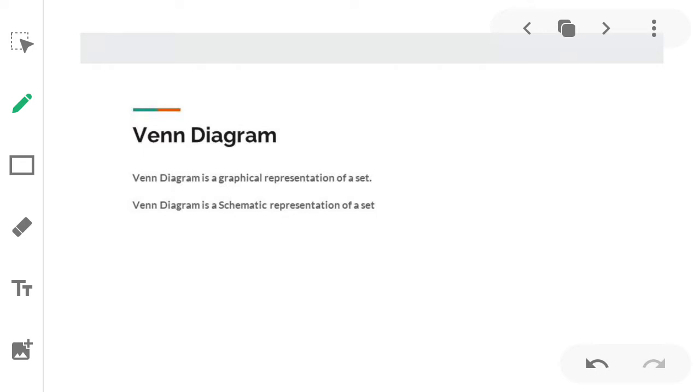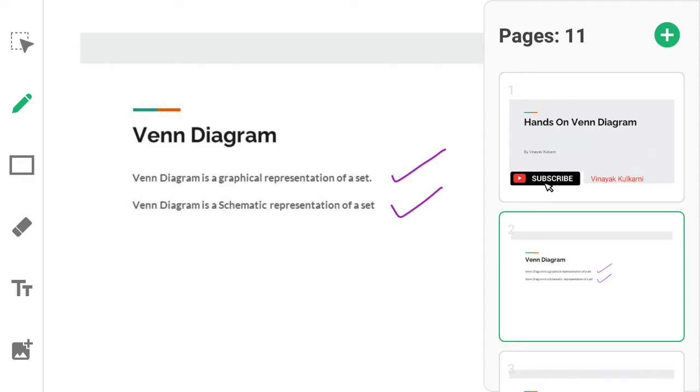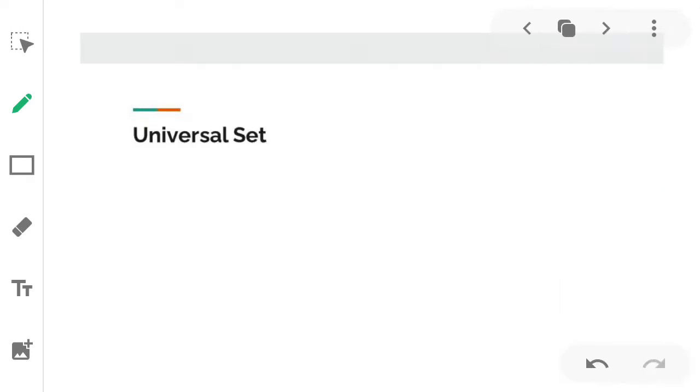What if I want to represent a set by using some kind of diagram? Then I am going to use the concept of Venn diagram. So what is a Venn diagram? It is a graphical representation of a set. Also we can write it is a schematic representation of a set. Both of these definitions are valid for Venn diagram. I again repeat, a Venn diagram is a graphical representation of a set and a schematic representation of a set. Now we will see the conventions of a Venn diagram.